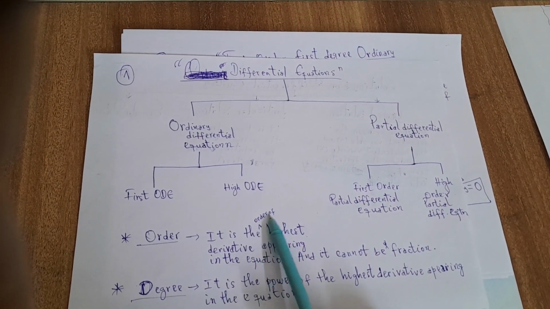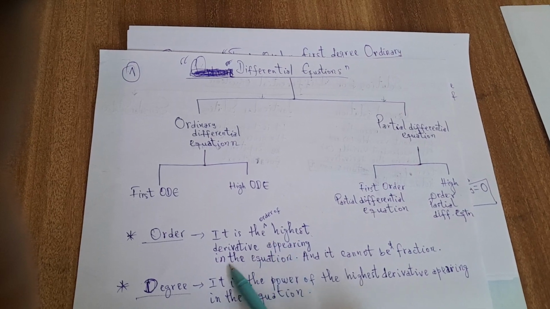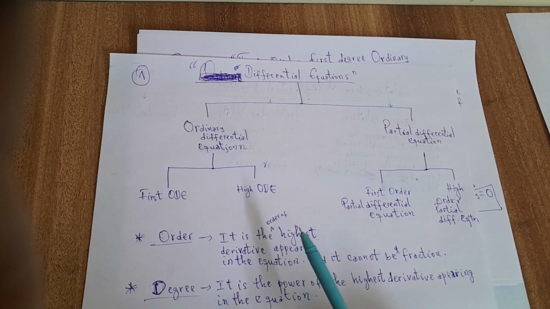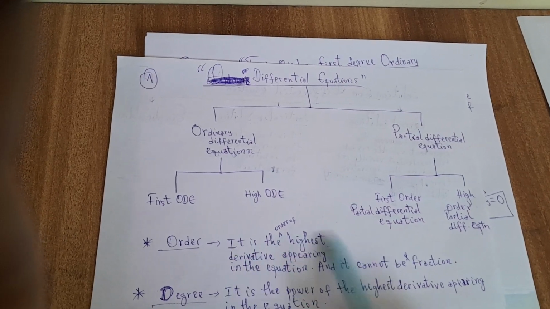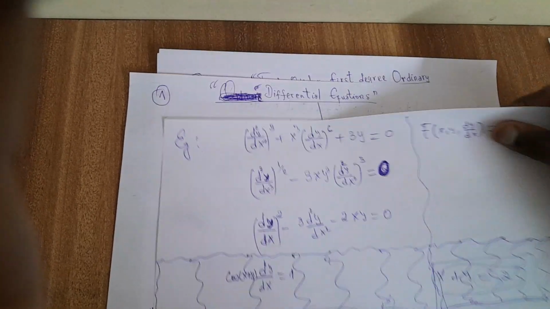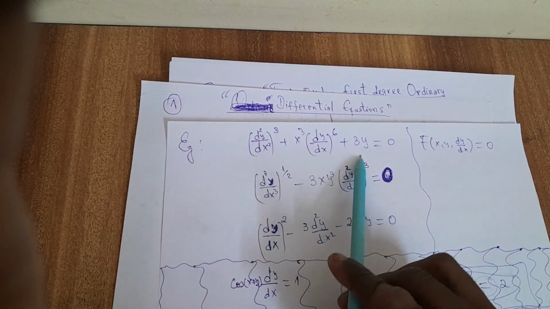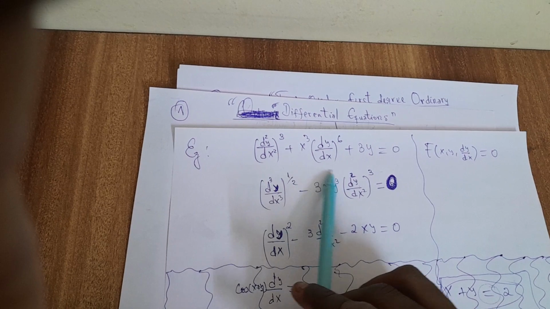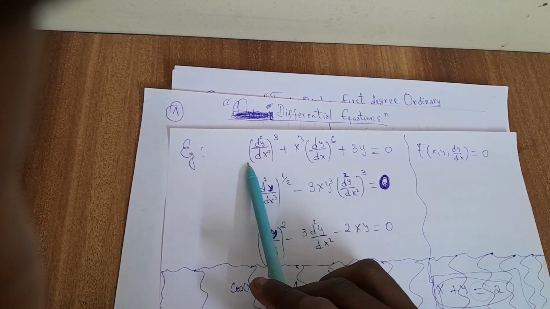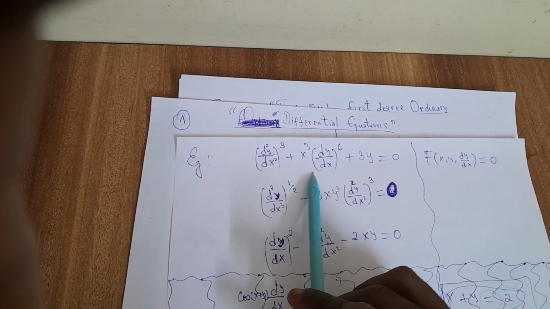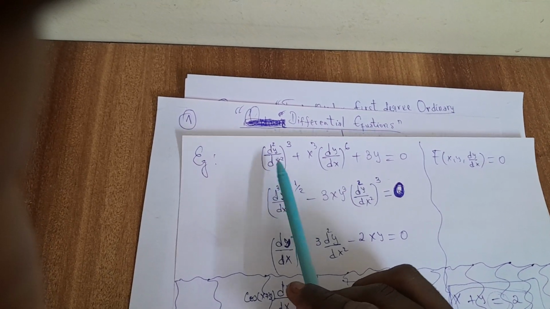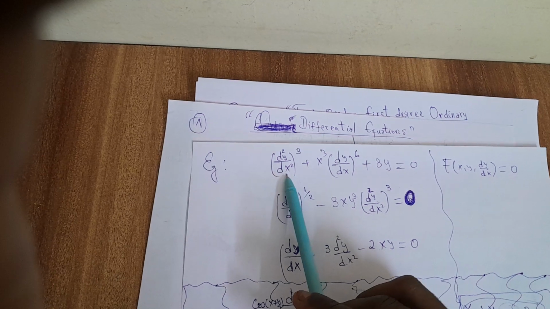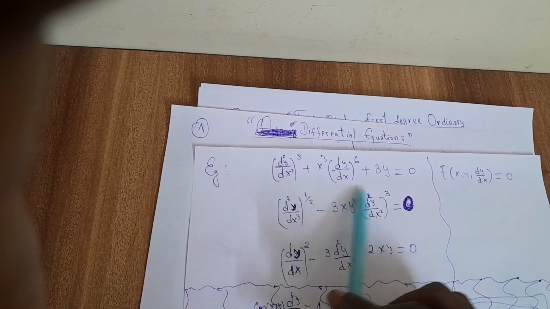It is the order of the highest derivatives appearing in the equation. So whenever we see a differential equation like this, suppose they're asking for finding the order of the differential equation. To find the order, the first thing you have to do is look for the order of the highest derivative in this equation.